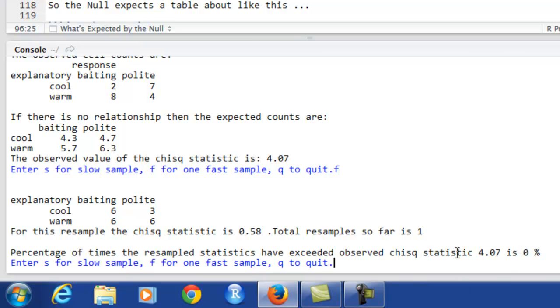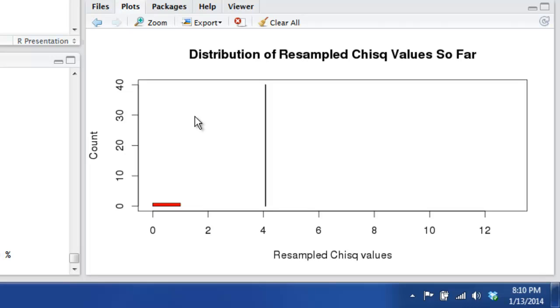Now let's go over to the graph, to the plots pane. And what we see is the beginnings of a histogram, a frequency histogram for these resampled chi-square values. This little red rectangle represents the 0.58 that we got. The vertical bar here is at 4.07. So the only resampled chi-square statistic that we've gotten so far has been this one.